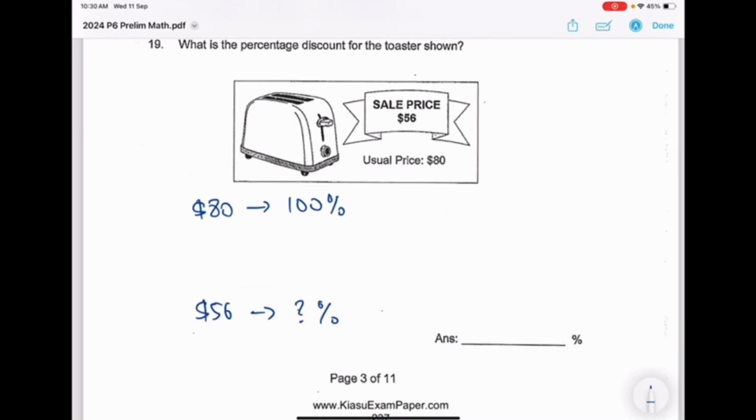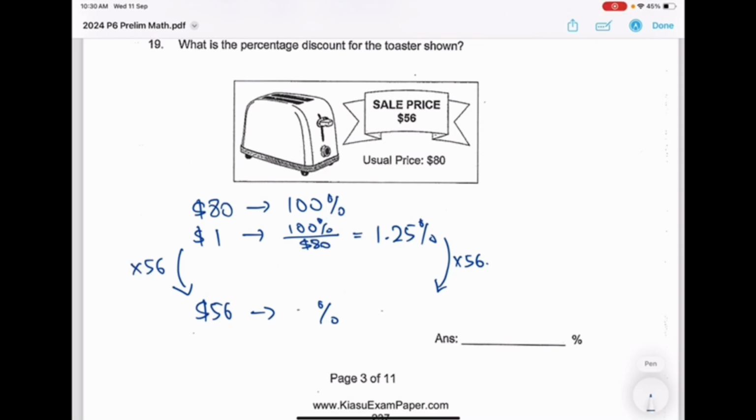From here, what we want to do is to find out what is the percentage for $1. How can we do that? We can take 100%, divide by $80. That would give me 1.25%. And from here, what we can do is just to multiply by 56. So if you take 1.25 and multiply that by 56, you'll get a total of 70%. Alright, so 56 is the amount that you have to pay, and that is 70% of the price.